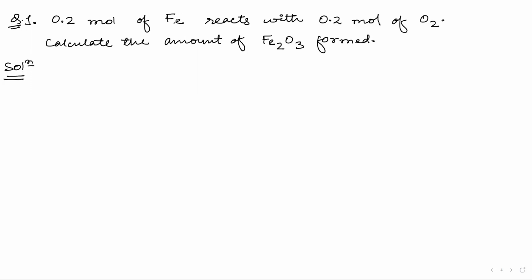You don't need anything, because the moles are given here. The first thing that you will do in any of these types of question is write the chemical reaction. First write it without balancing: Fe plus O2 is forming Fe2O3. Now see how to balance this. There are 2 oxygens here and 3 oxygens here, so you will write 3 here and 2 here, and there are 4 Fe, so you will write 4 Fe here.